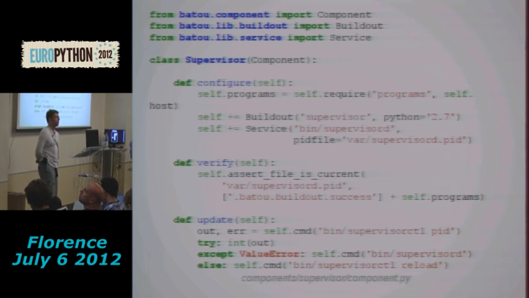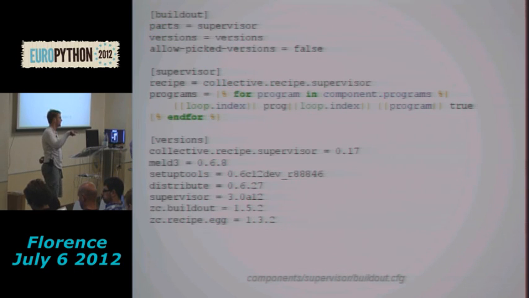The Supervisor component is a little bit more complex. It gets the programs that have been stored in the key value store, runs a buildout, registers a service, and makes sure that the supervisor is running with up-to-date programs and configuration. As I said, it's using buildout. This is the buildout template. It uses Jinja to generate supervisor recipe specific entries for each program that is registered.